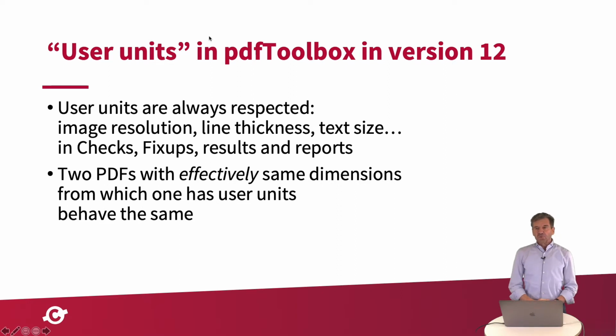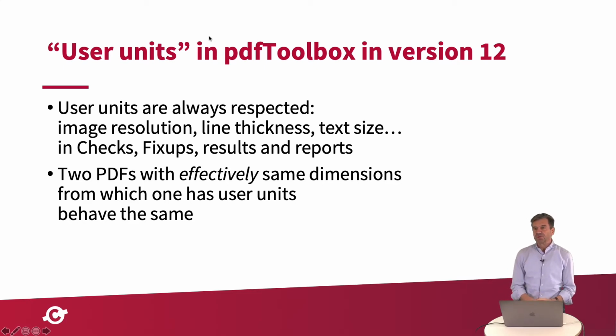That means user units are from now on always respected. So when you check for image resolution, for instance, an image with 300 ppi on a page with user units, where the inch is 4 times as big, the resolution goes down by 4. So 300 divided by 4 would be the effective image resolution. And that is what you will get out of pdfToolbox 12, as long as user units are there.